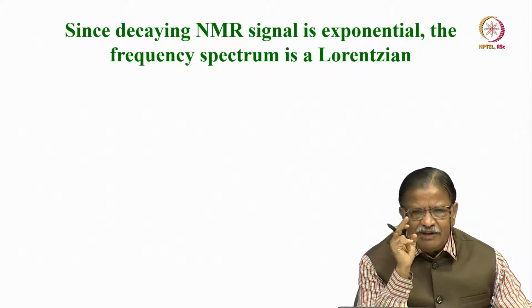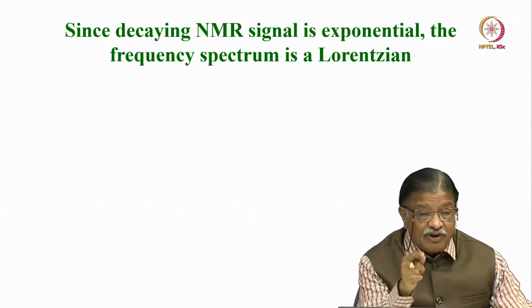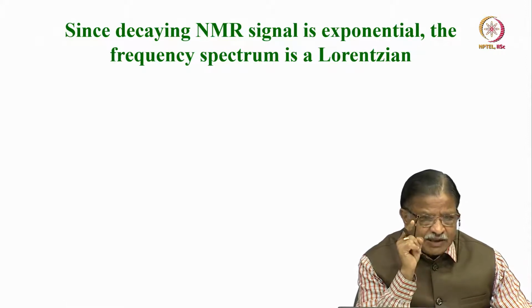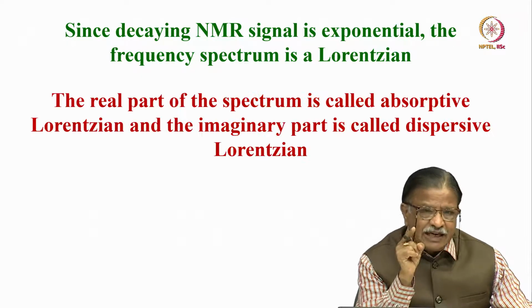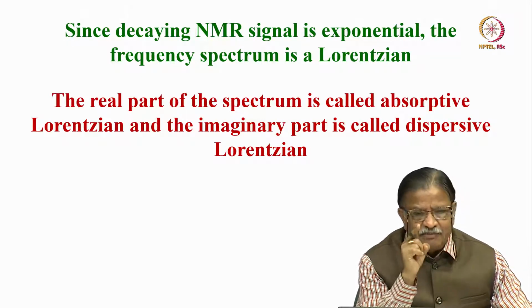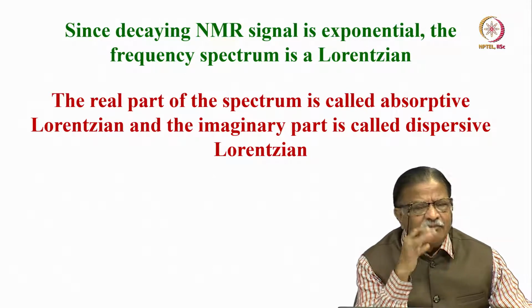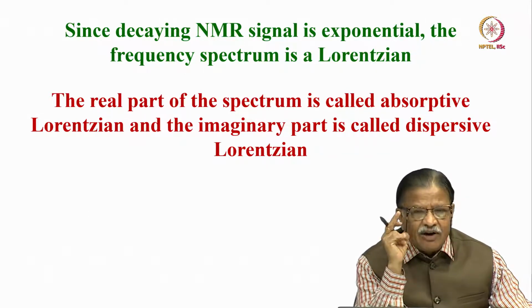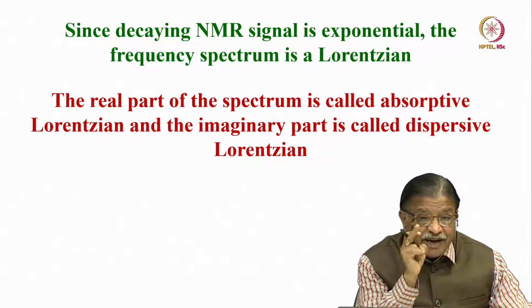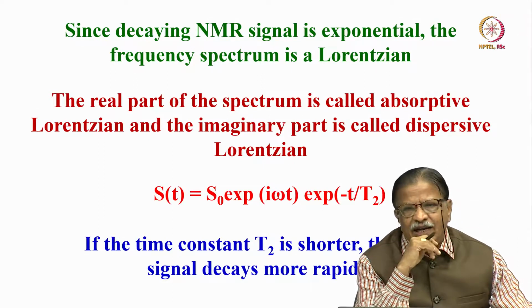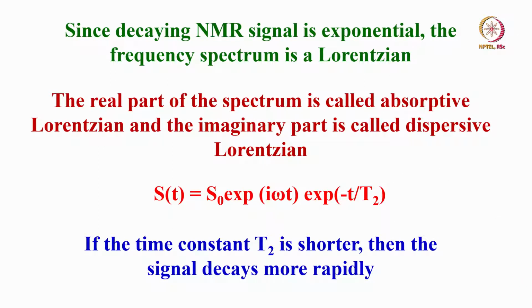Okay. And then when it is an exponential and for time domain function we do the Fourier transformation to get the spectrum. Since it is an exponential function, when you do the Fourier transformation you are going to get a Lorentzian. That is why NMR spectrum is a Lorentzian spectrum. And when you do the Fourier transformation you get real and imaginary parts. And we call the real part absorptive Lorentzian and the imaginary part dispersive Lorentzian.